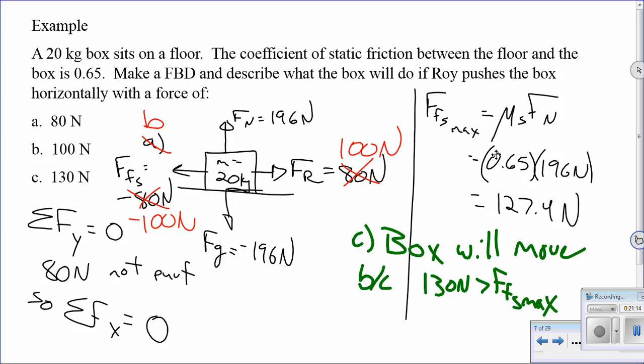So sometimes people will say, what's the minimum force needed to get it moving? And in this example, we would say 127.4 would get it moving. It's a gray area, right? So what do you need? Well, 127.400000001. You know what I mean? So people sort of don't make that distinction. It's sort of understood that that's the breaking point.